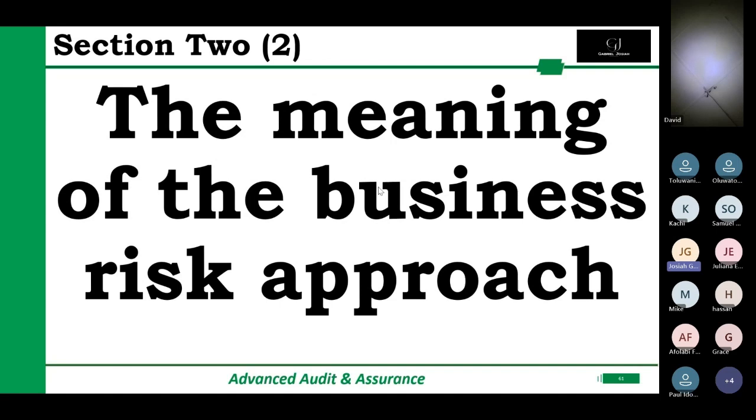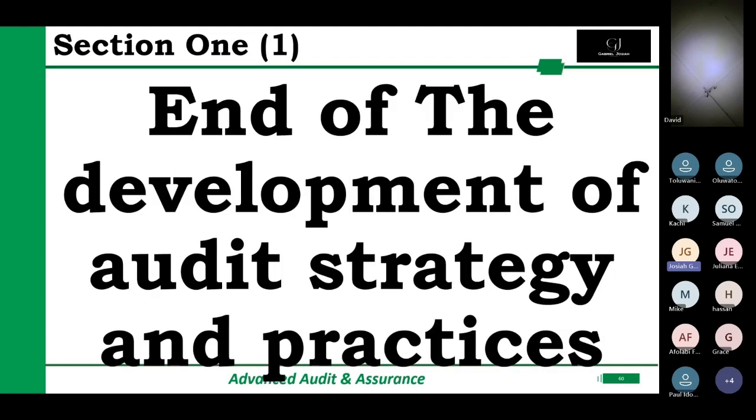So in simple terms and in summary, ISA 315 helps auditors understand the business first, secondly, identify the risks, then assess the effect on the accounts. Then also you need to tailor your audit work to those risks, which is very, very important. So that's generally what the meaning of the business risk approach is all about.